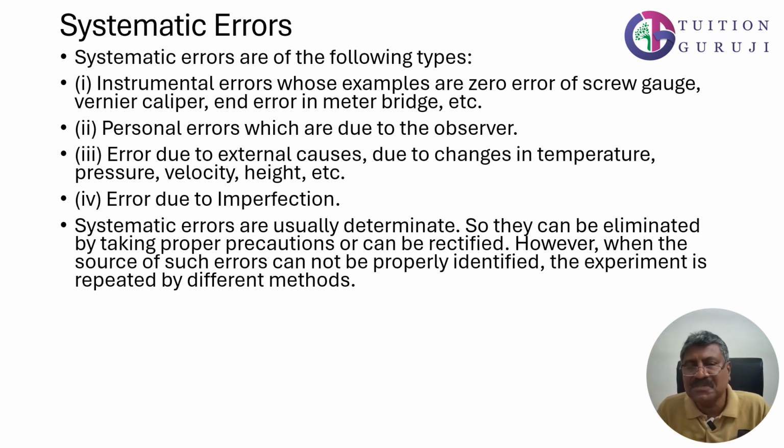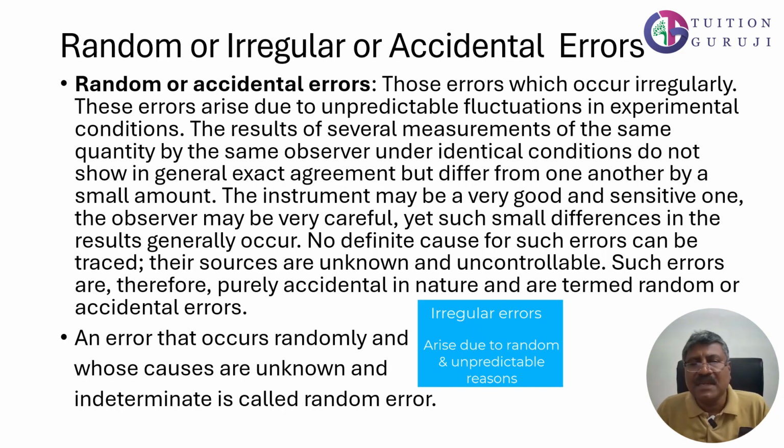Then there are errors due to external causes, such as changes in temperature, pressure, velocity, height, etc. Then errors due to imperfection of the instrument and imperfection of the experimental methods. Systematic errors are usually determinate, so these can be eliminated by taking proper precautions. However, when the sources of errors are not properly identified, the experiment is repeated by different methods. The next type of errors is random errors, or irregular errors, also called accidental errors.